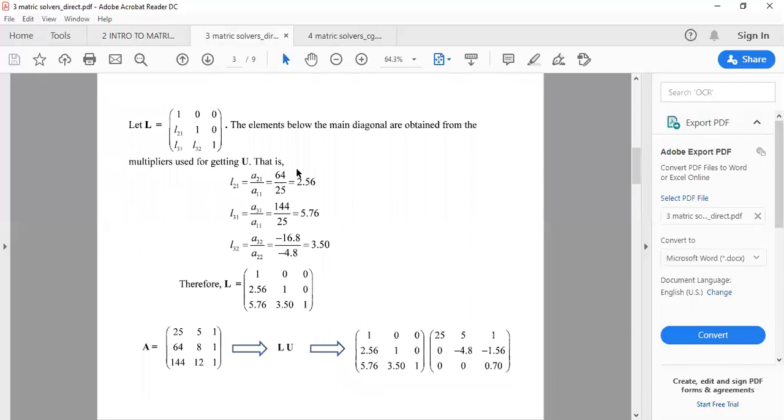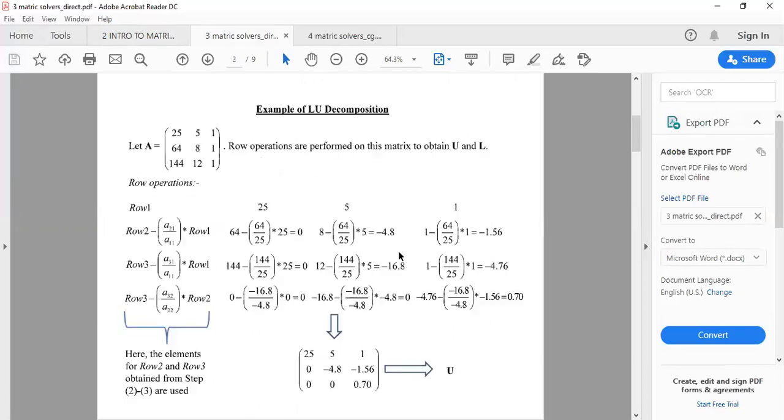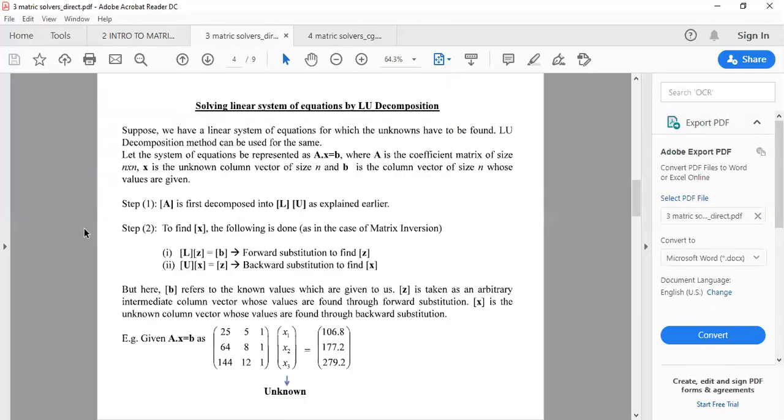Equivalent to that, this is the lower diagonal entry. So these are the row operations for the lower diagonal matrix, and now you have LU. If you multiply this L and U matrix, you will get the A matrix. So that's the idea. Now you have decomposed into L and U. That is fine. How is it useful to calculate X? That's the question here.